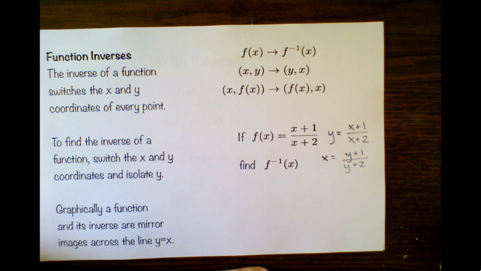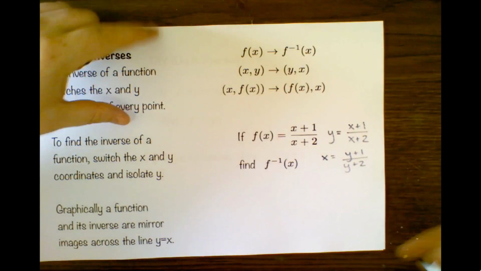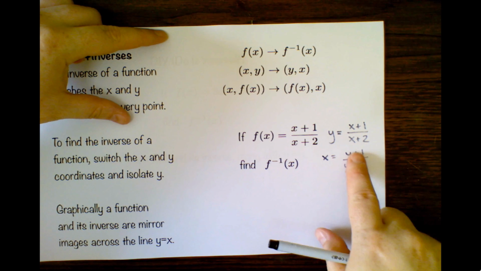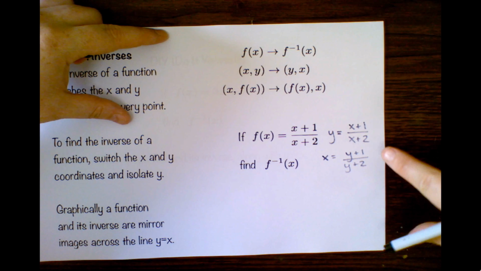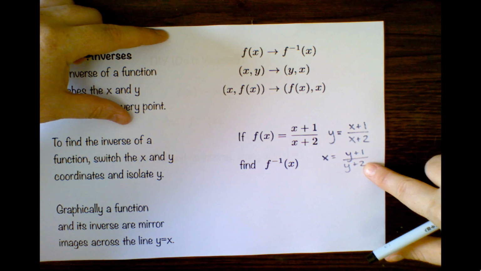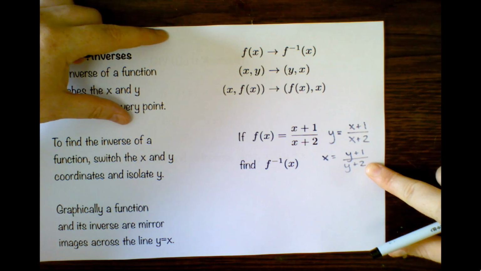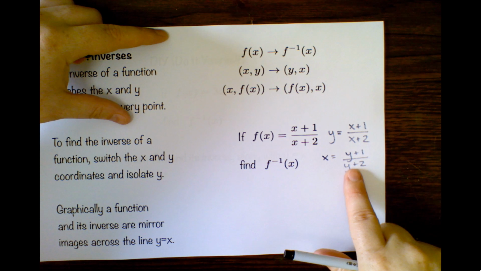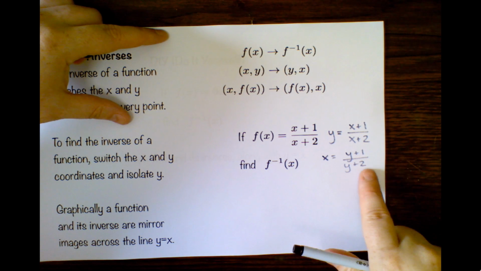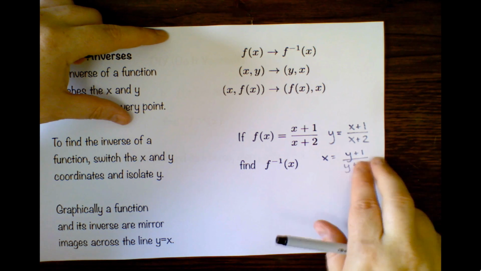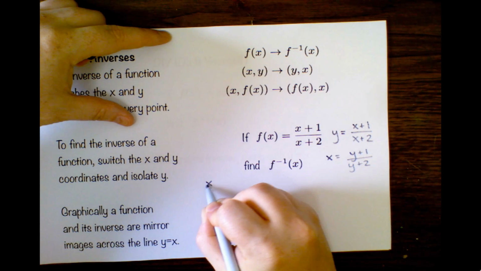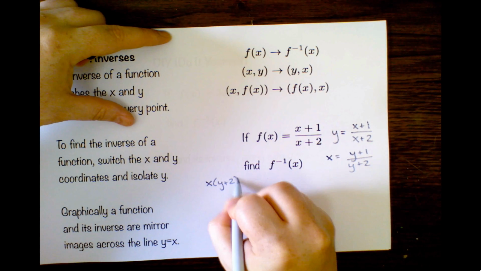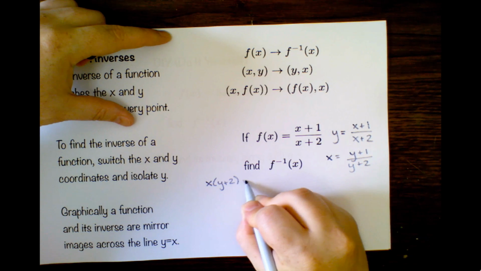Now I'm going to move someplace where I have a little bit more room. Oh boy, this should look pretty familiar, right? It's a problem I did earlier this week. I have y's on the top and the bottom of my fraction, and that's just not going to work at all. So what I need to do is multiply both sides by y plus 2 so that I can get it out from under here. So I have x times y plus 2 is equal to y plus 1.